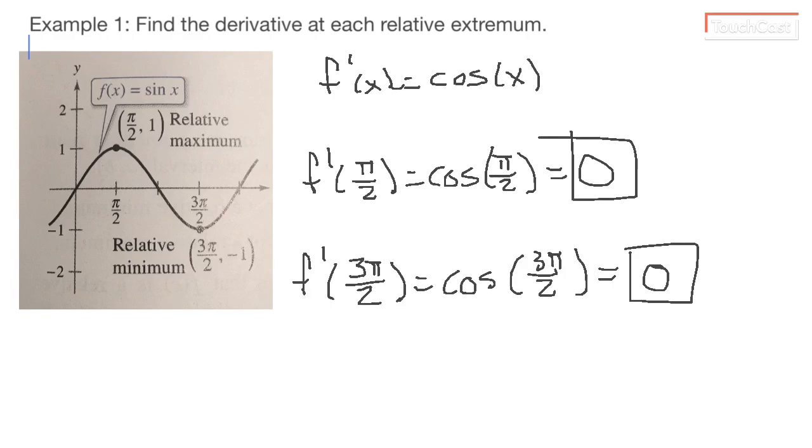This is going to wrap up our first video in this Extrema on an interval lesson. I do think we can get the rest of it done in our next video.